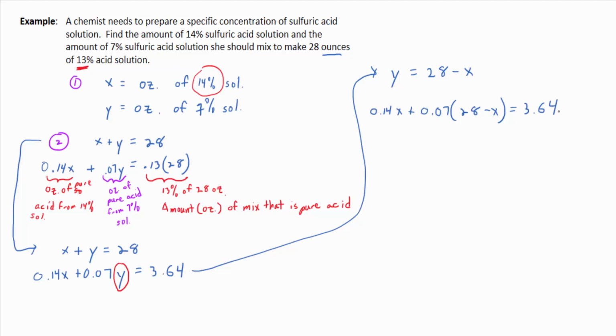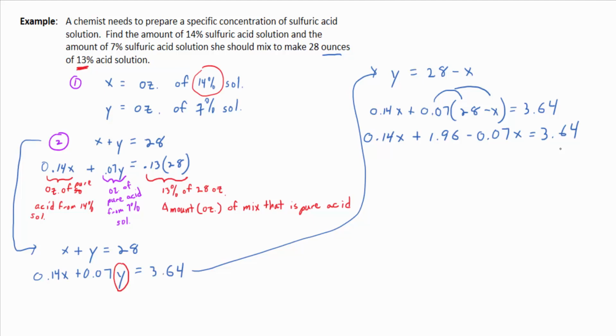Okay, what do we have to do here? Let's distribute. If you have your calculator handy, help me out. The 0.14x stays the same. Distribute the 0.07, 1.96 minus 0.07x, right? Equals 3.64. Everybody buy that?